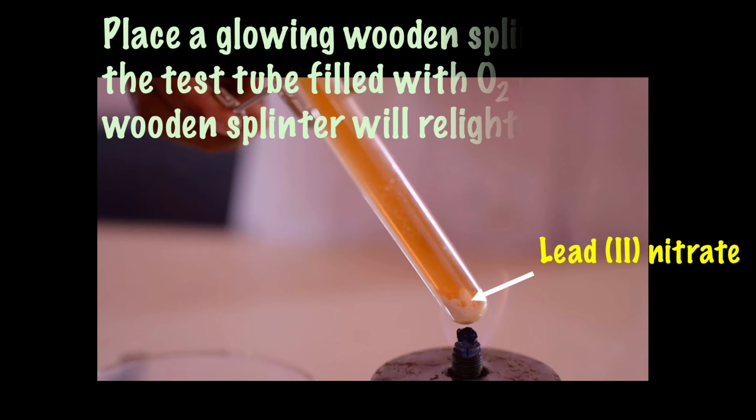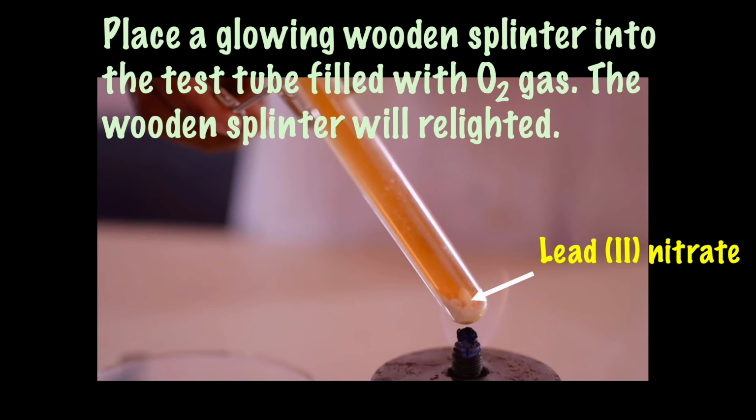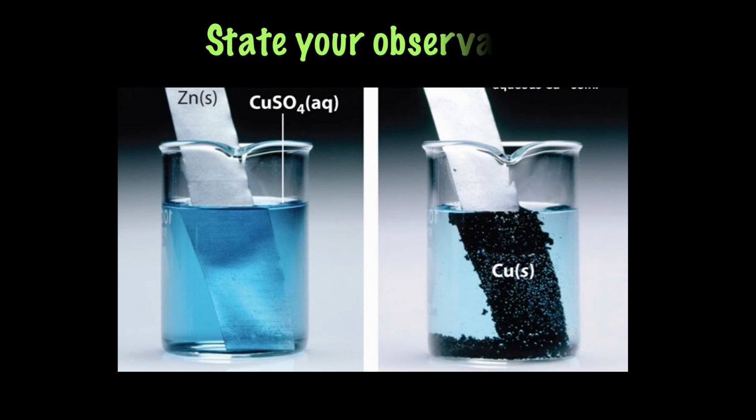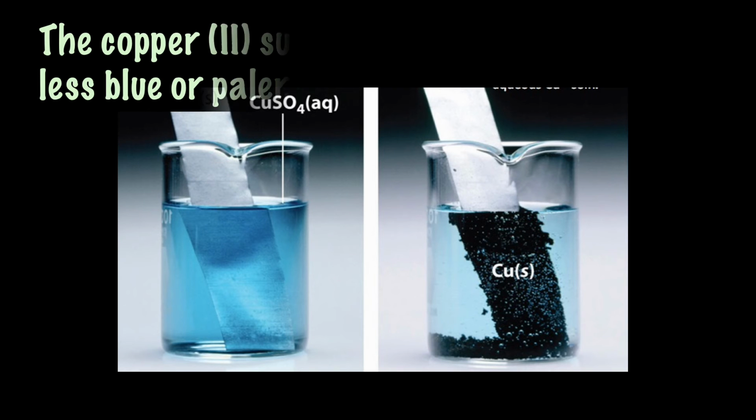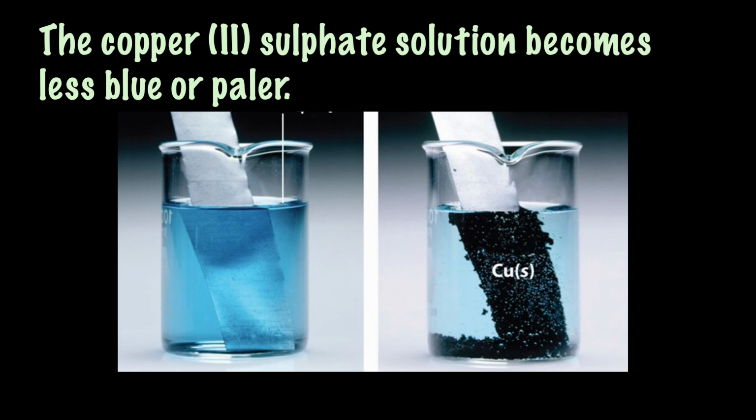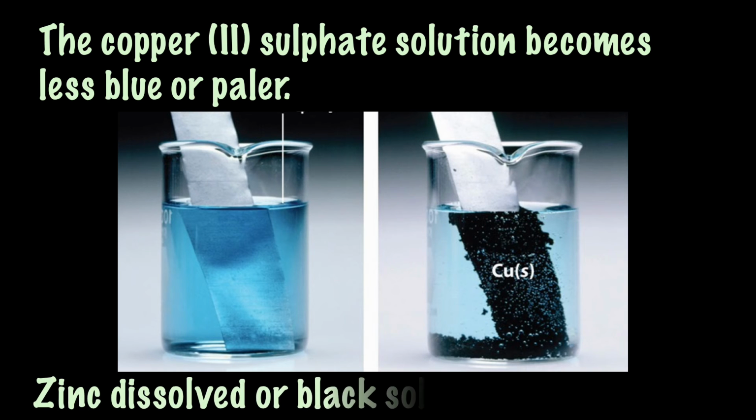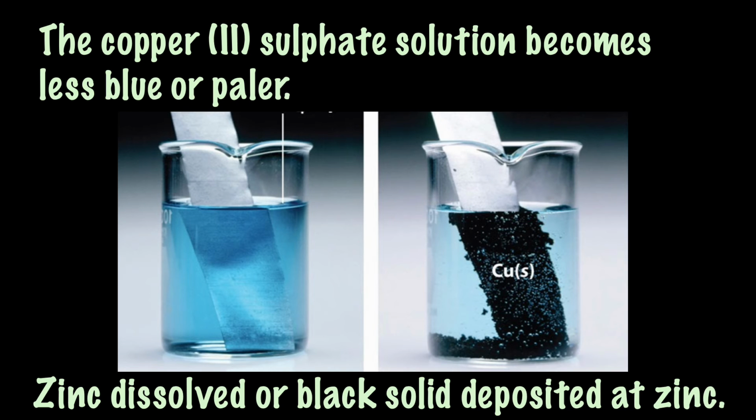Place a glowing wooden splinter into the test tube filled with oxygen gas. The wooden splinter will relight. State your observation. The copper(II) sulfate solution becomes less blue or paler. Zinc dissolved or black solid deposited at zinc.